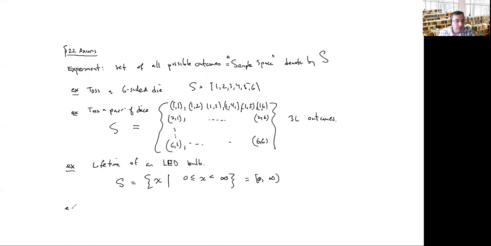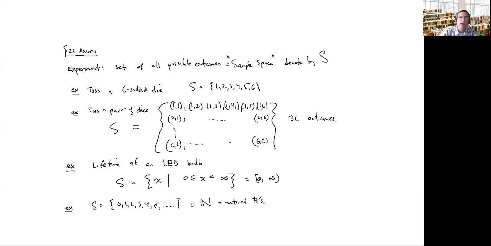Here's another example. So this is actually an interval, right? Another example would be to pick a whole number between 0 and infinity. In this case, the sample space would be 0, 1, 2, 3, 4, 5, etc. It's a set of natural numbers. Usually it's denoted by this, called the natural numbers. Okay, so that's the sample space.